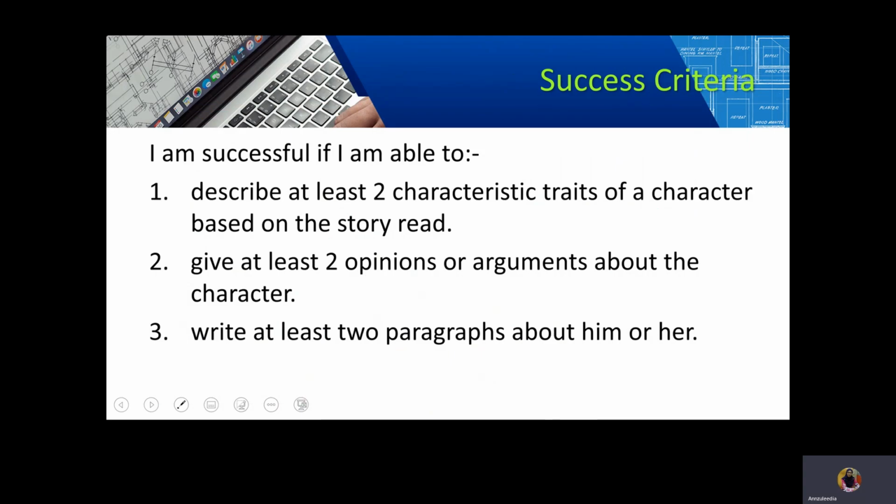Now, let's go back to the success criteria. Ask yourself whether you have been able to describe 2 characteristic traits. I think yes, we have got 4 just now. Have you been able to give 2 opinions or arguments or reasons? Yes, we gave 4 as well. Are you able to write 2 paragraphs? Yes, of course. Okay, so always come back to the success criteria.